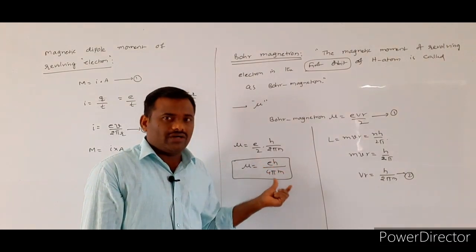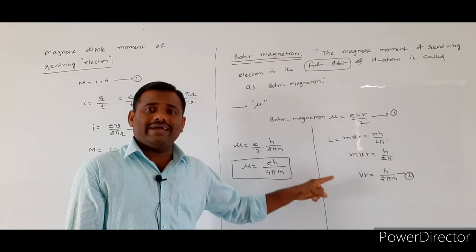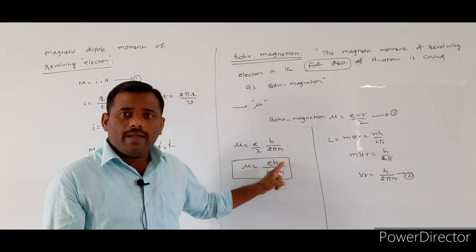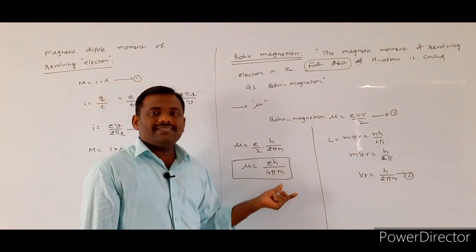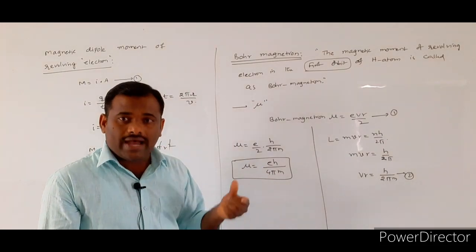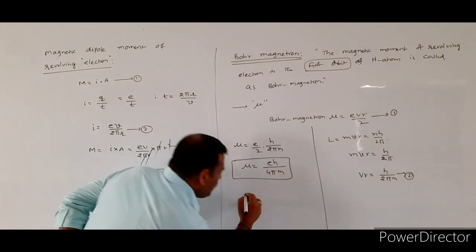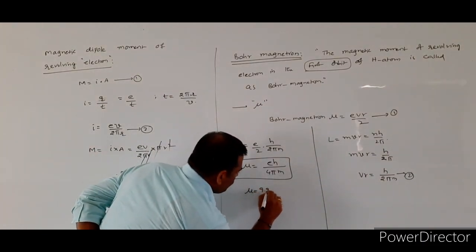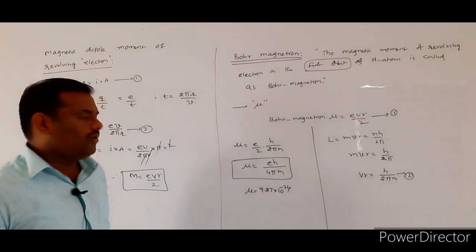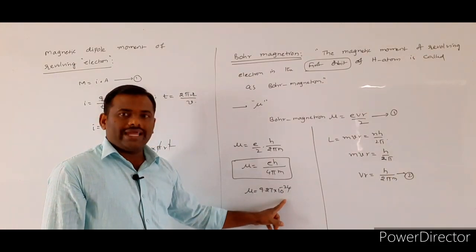So, e is indicating what? Charge of the electron. That value we already know, 1.6 into 10 power minus 19 coulomb. h value, Planck's constant, 6.6 into 10 power minus 34, and m is indicating what? Mass of the electron. If you substitute all these values in this equation and simplify, you get the value as mu is equal to 9.27 into 10 power minus 24. Mu value is equal to what? 9.27 into 10 power minus 24.